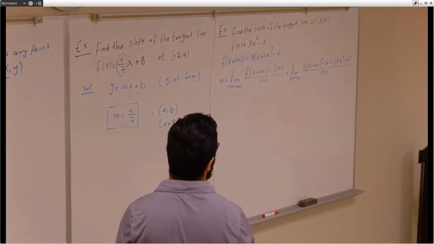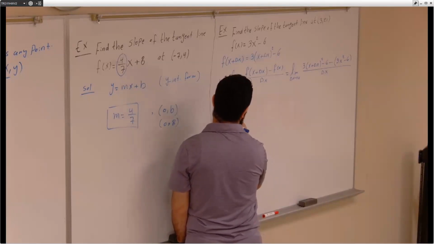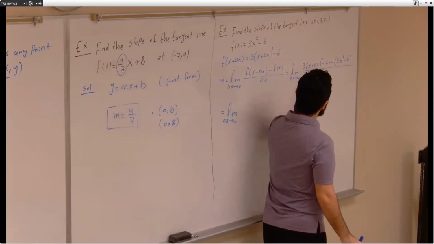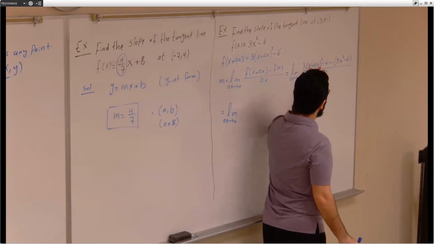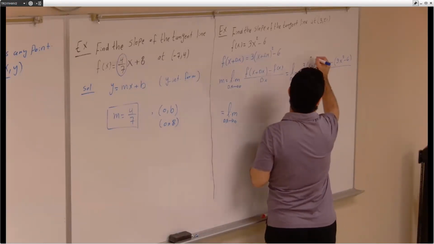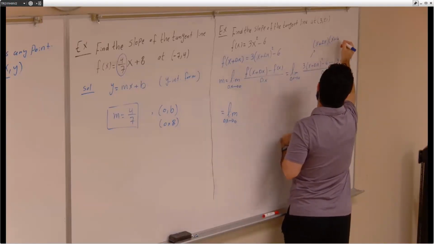Next step, this one is going to be equal to the limit as delta x approaches 0. Now, what I have to do on this part here, (x plus delta x) squared, I have to distribute this one, FOIL it. Because this one is (x plus delta x) times (x plus delta x).